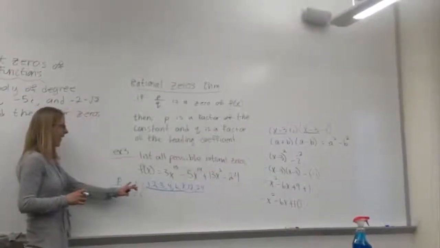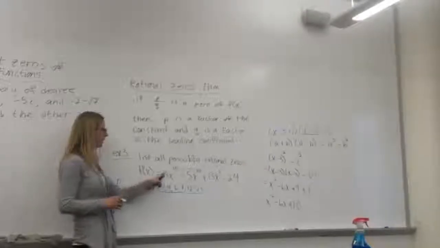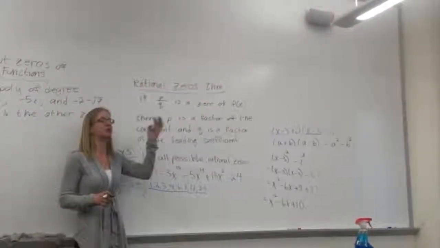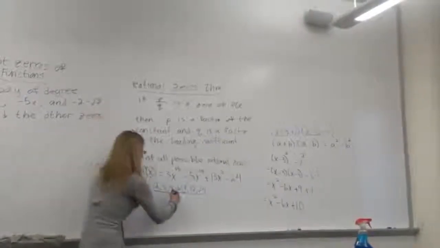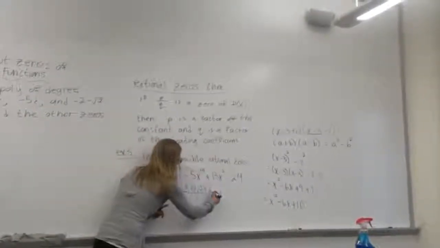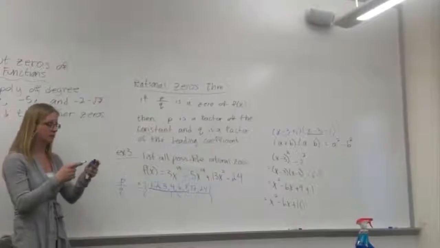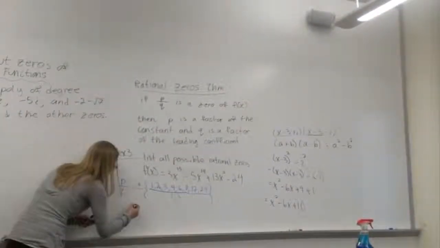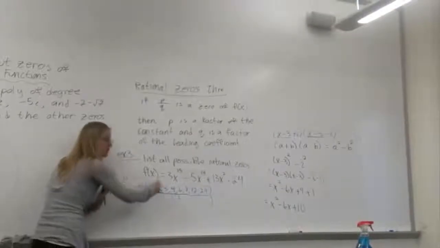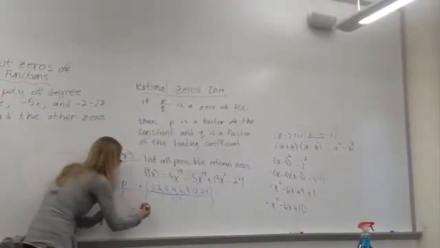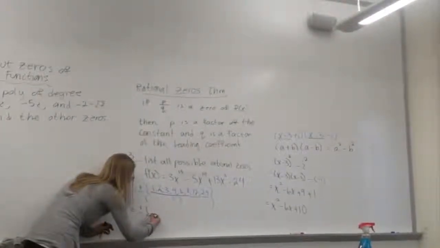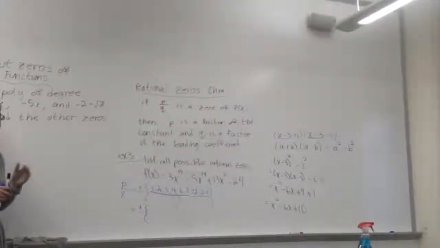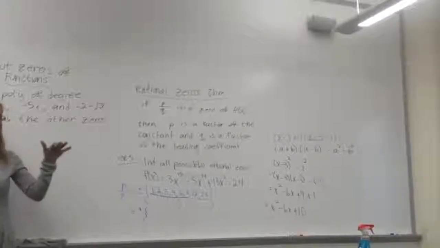And then the q's. The q's are factors of the leading coefficient. So what numbers divide evenly into 3? 1 and 3. It's nice, they're prime numbers, right? You guys see that so far? So then what we have to do is simplify. That's your first step. That's not your answer. Your answer is actually listing those out as fractions, the numerators divided by the denominators.